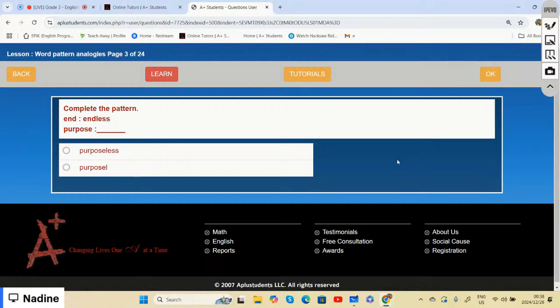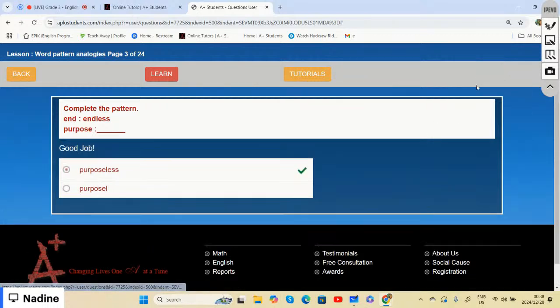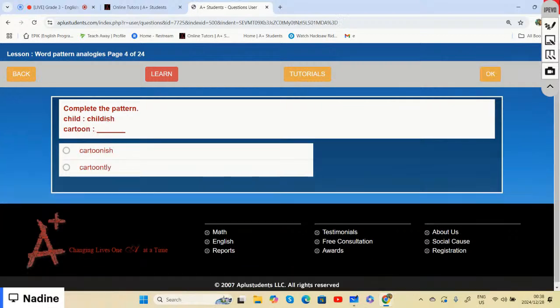All right, and if we were to choose the correct option, then yes, purposeless. We basically followed the suffix pattern of less. All right, the next one says child.